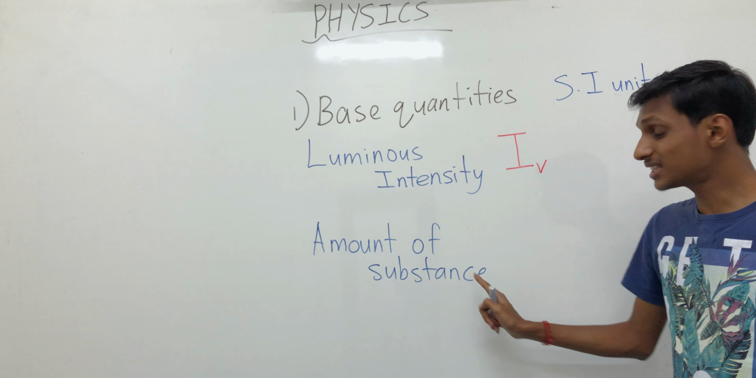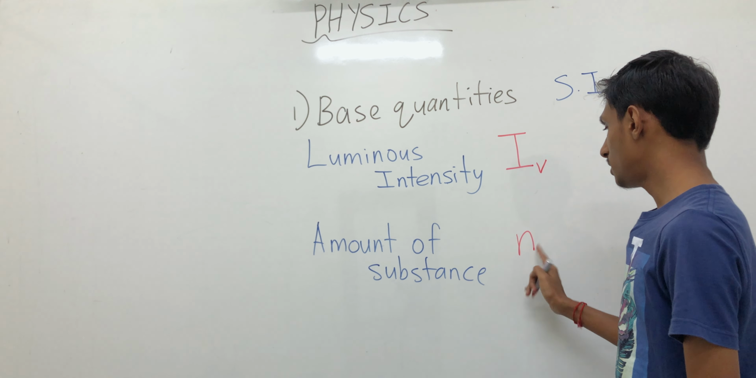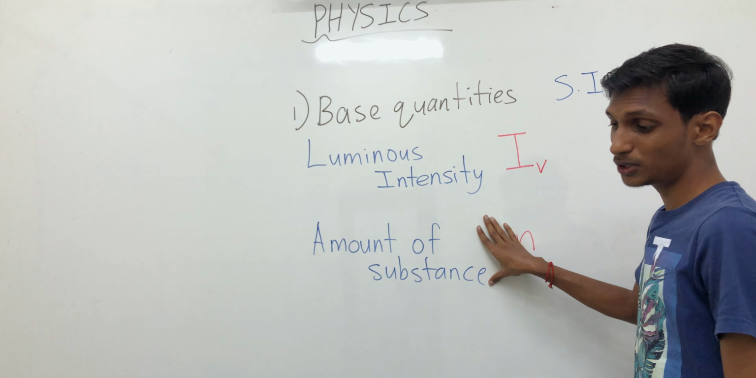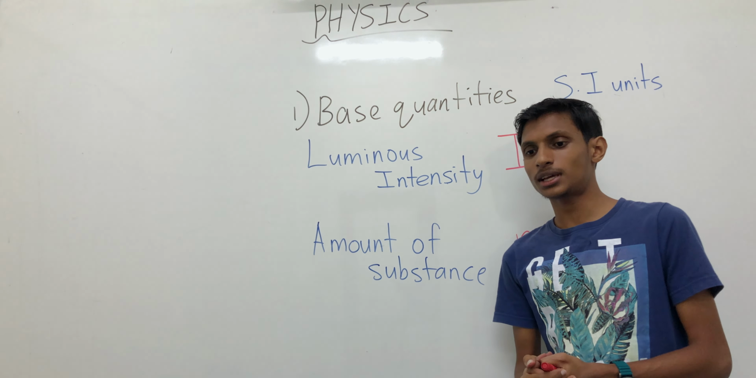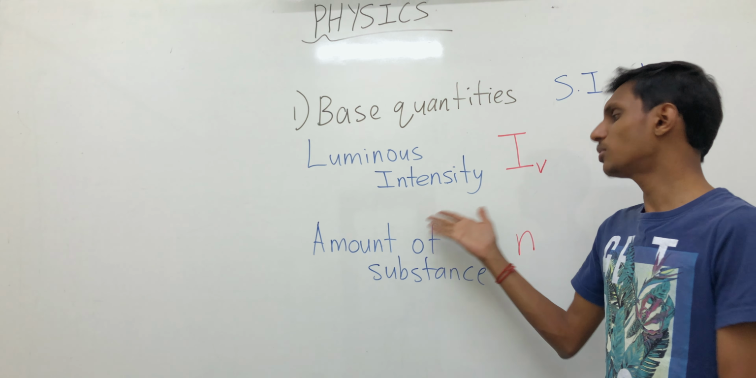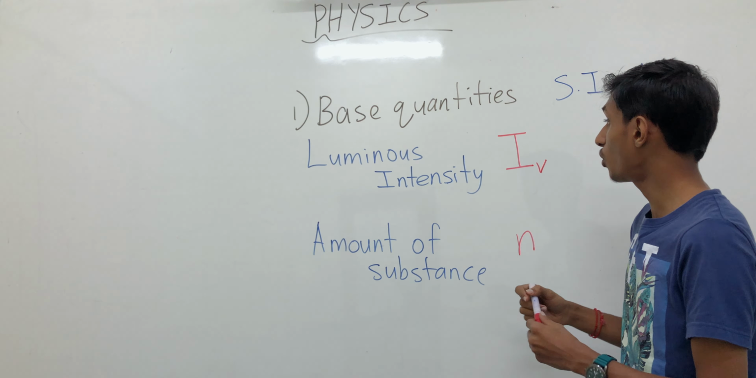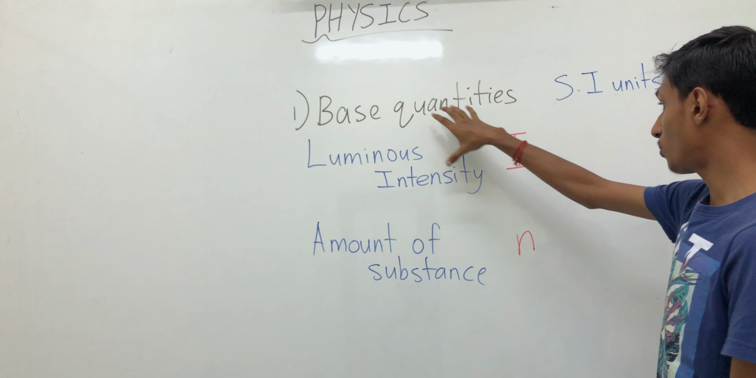For amount of substance, we use N. Now amount of substance is pretty easy to memorize because you will always use this in chemistry. When you're learning the 3rd chapter in chemistry, you can just know, okay, amount of substance, it's N, and also the SI unit for it. It's pretty straightforward. Now let's look into luminous intensity. This is the symbol for the base quantity.